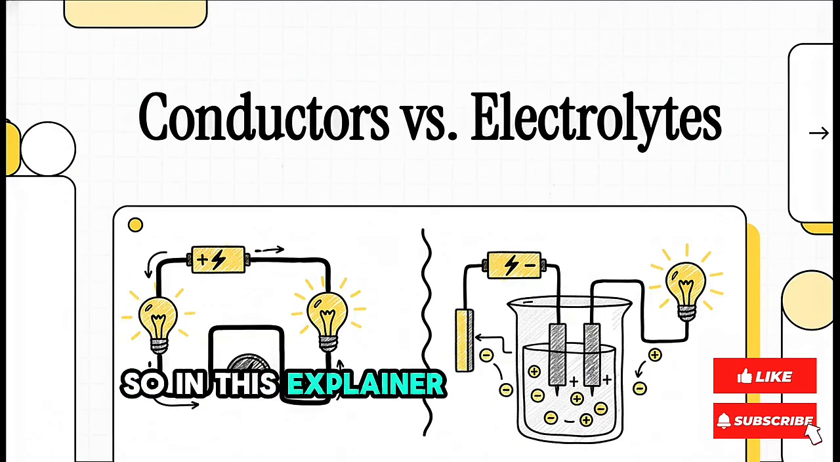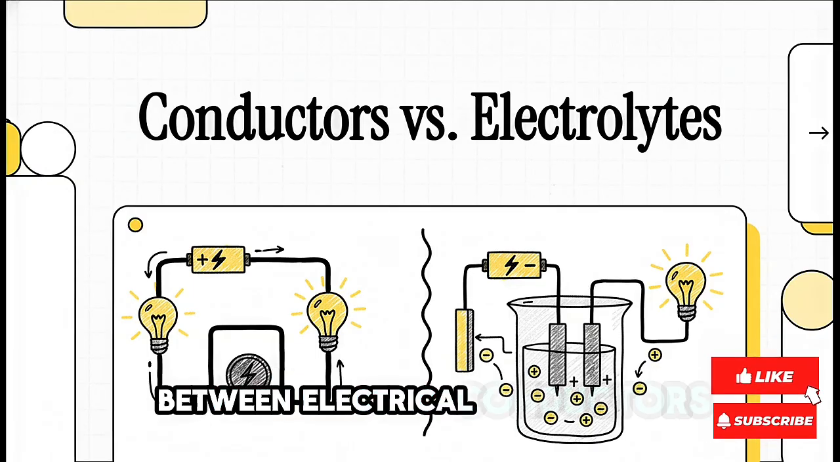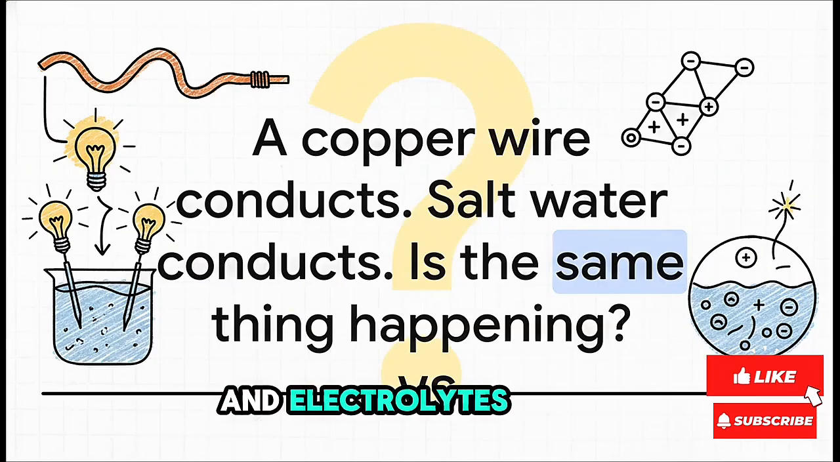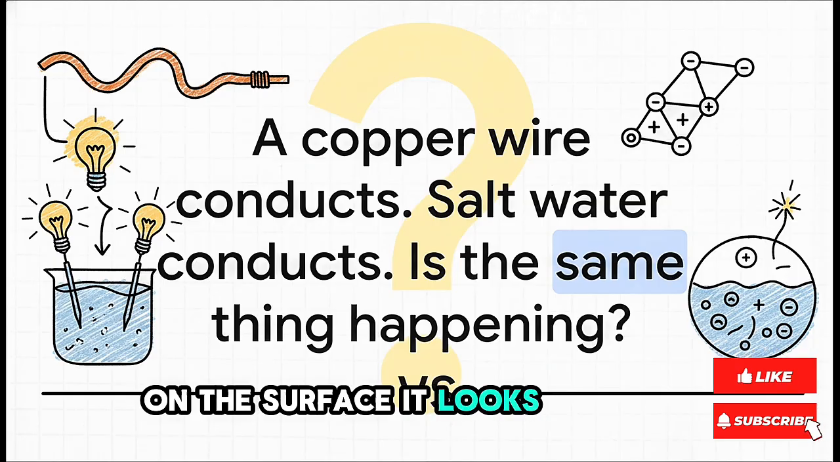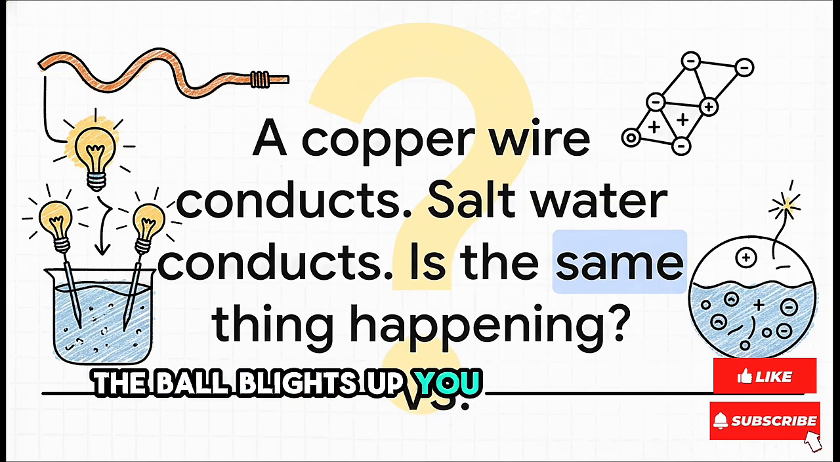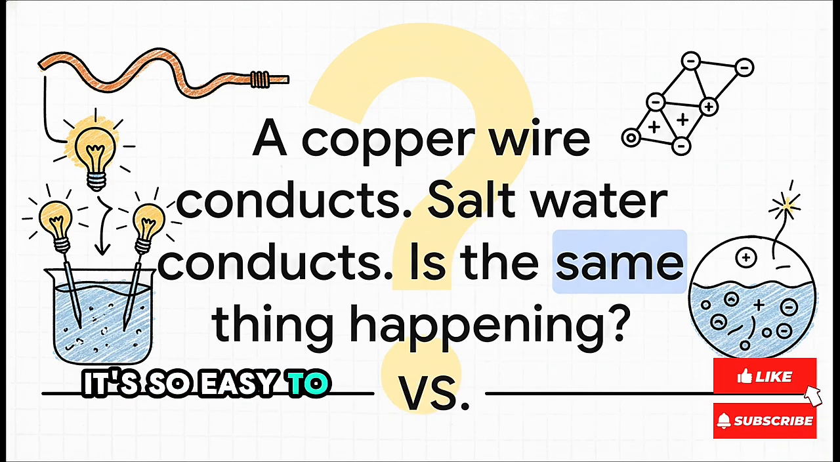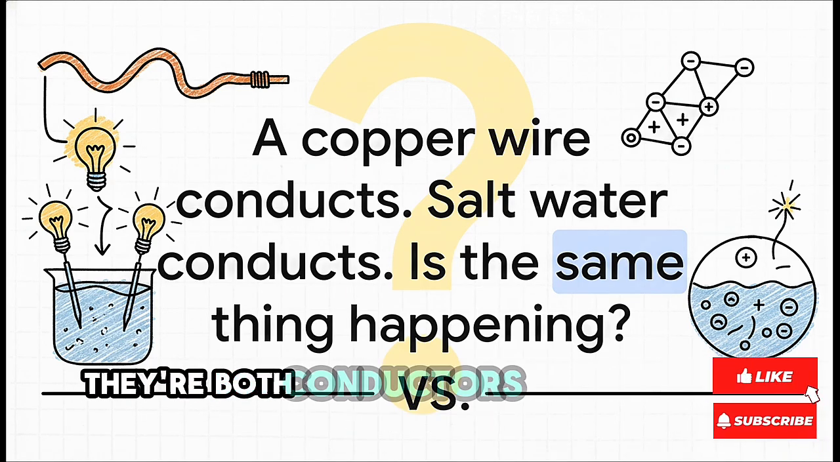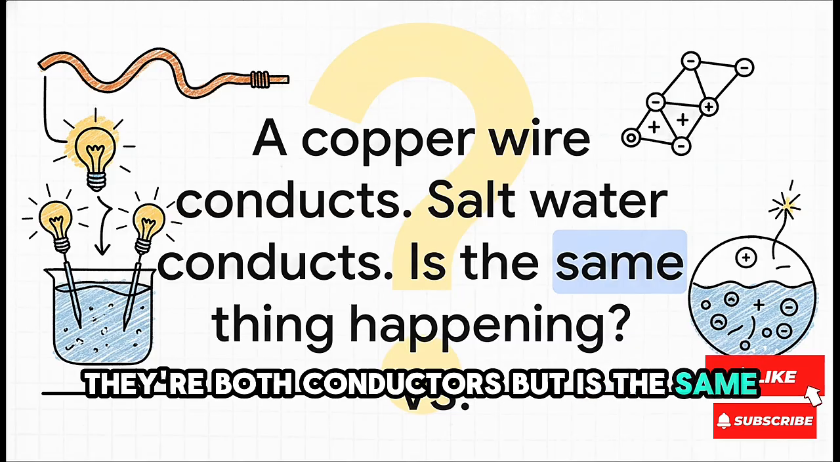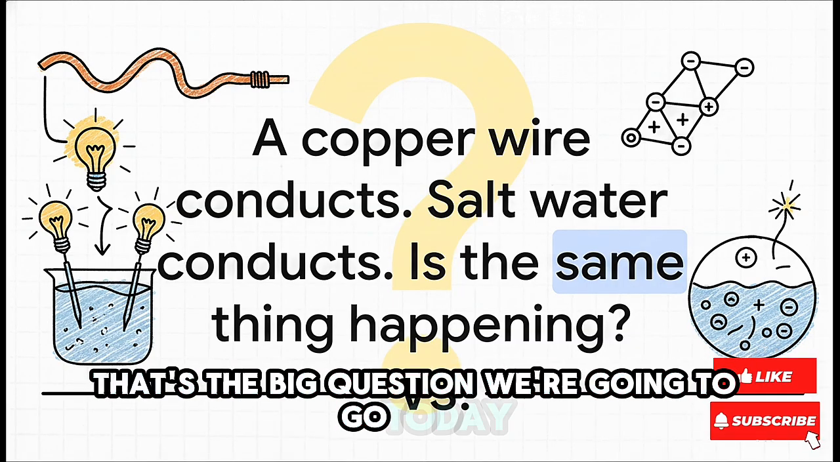So in this explainer, we're going to unravel that mystery and get right to the heart of the difference between electrical conductors and electrolytes. I mean, on the surface, it looks identical. You complete a circuit with a copper wire, the bulb lights up. You do it with salt water, and bam, the bulb lights up again. It's so easy to just lump them together and say they're both conductors. But is the same thing really happening inside? That's the big question we're going to crack today.